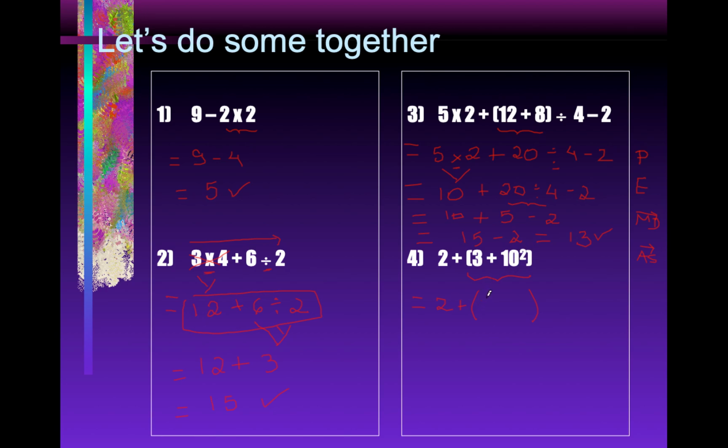So I'm going to keep the 3 there, and I'm going to do the 10 squared, or 10 to the second power, 100. Now I still need to do the addition to finish with my parentheses. So this is 103. So now I don't need the parentheses anymore because I solved everything. And now I finally do the last addition, and my final answer is 105.